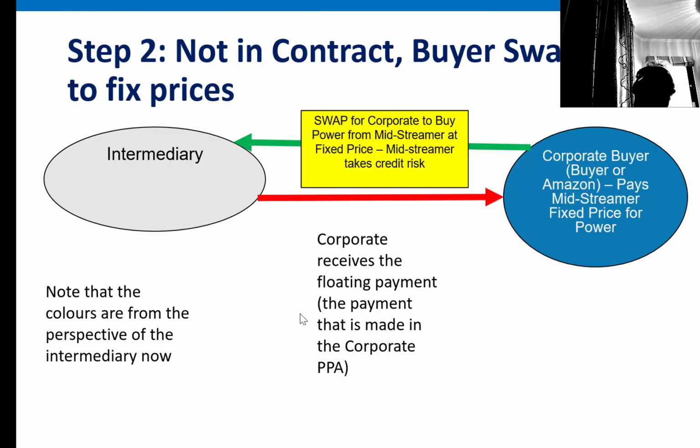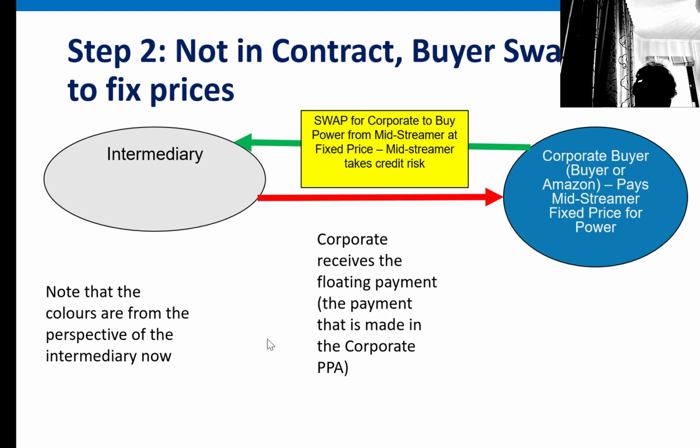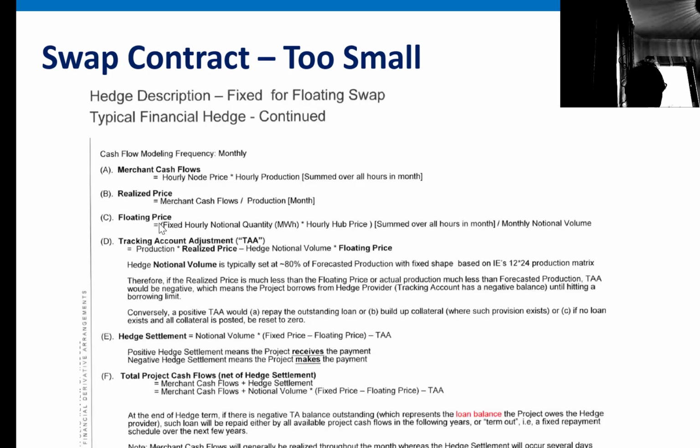How's that? That's enough. And then the buyer could go to an intermediary and do a swap with the intermediary, and that would mean that the buyer ultimately would just pay a fixed price, and that floating price that they pay to the other person is offset by the intermediary. I hope I got this right.